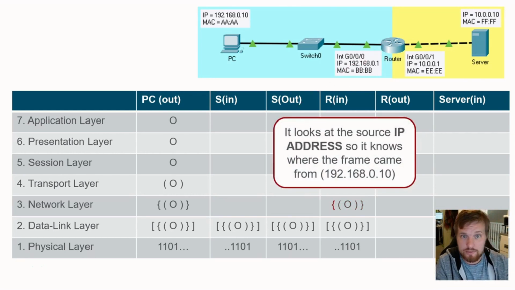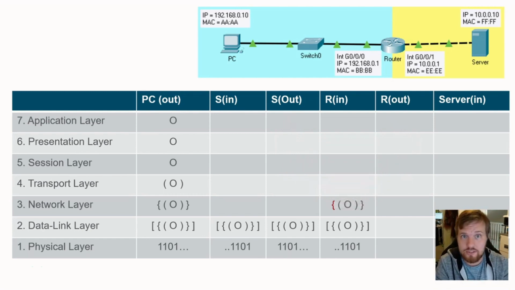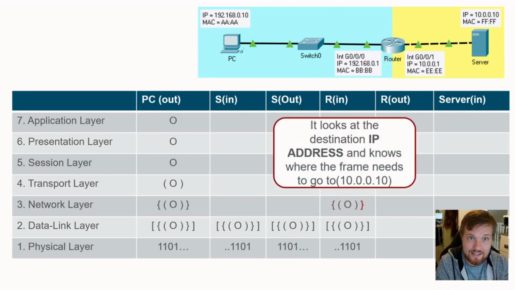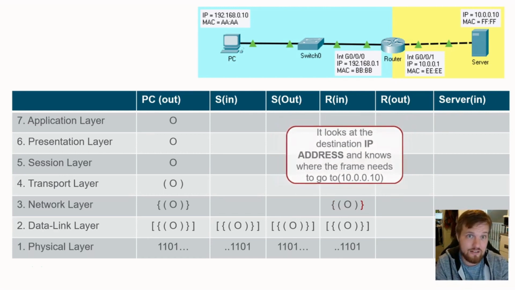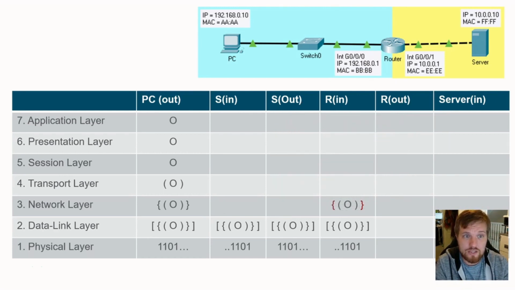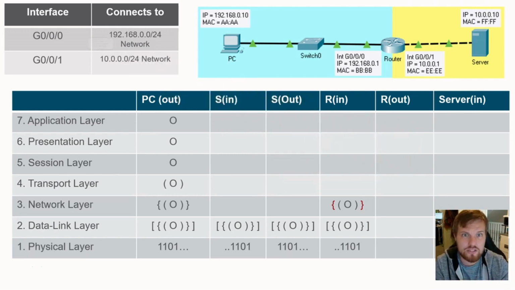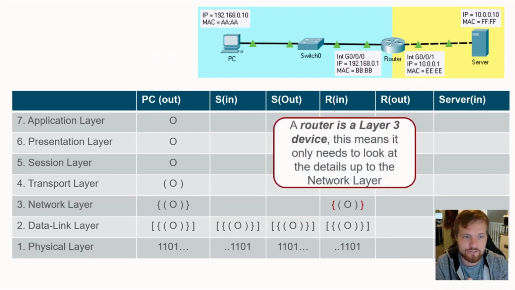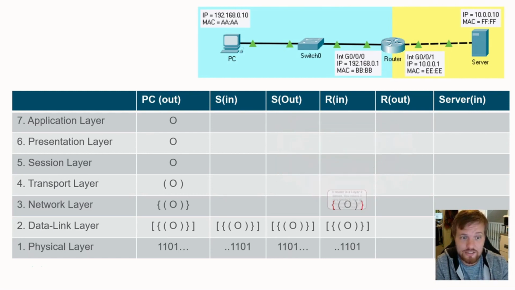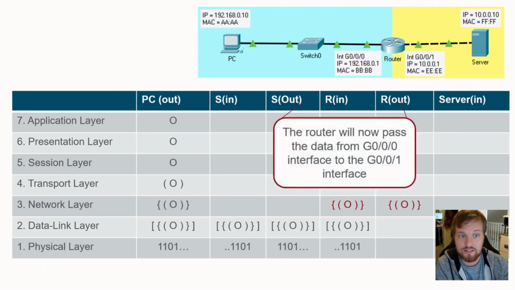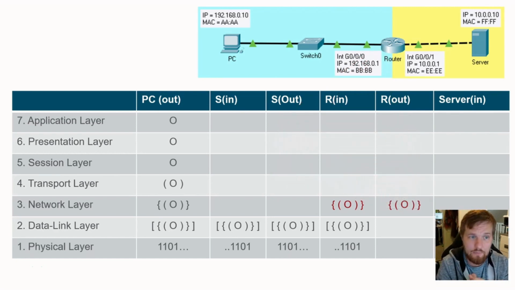So it looks at the source IP address, knows that it came from 192.168.0.10. It's going to look at the destination address and find out that it's going to 10.0.0.10. Now, like the switch, it's going to look up a special kind of table. This one's called a routing table and is slightly different, but it's going to look for a match for that 10.0.0.0 network that the server is part of, and it can find one in the gig 0/1 interface. A router is a layer 3 device, so this means that it doesn't need to look any further into the details, and it can pass this now on to the outbound interface. So it's passing it to the gig 0/1 interface to be sent outbound.